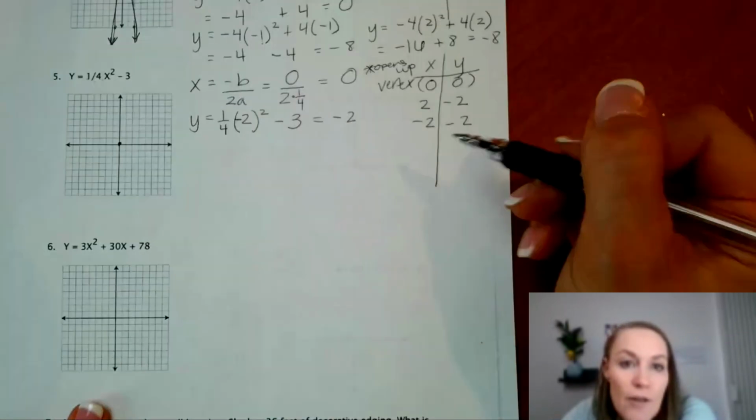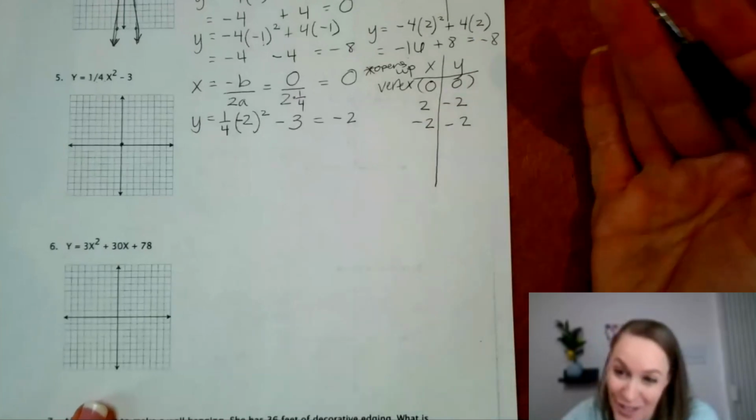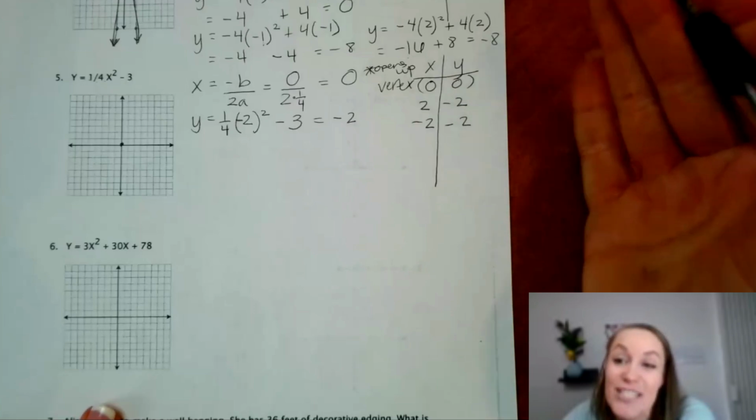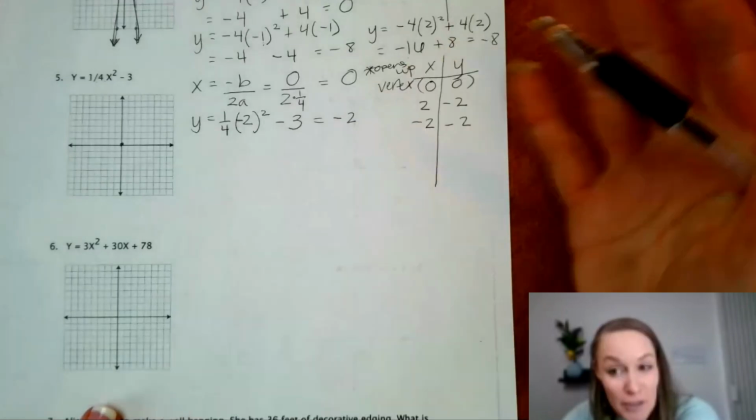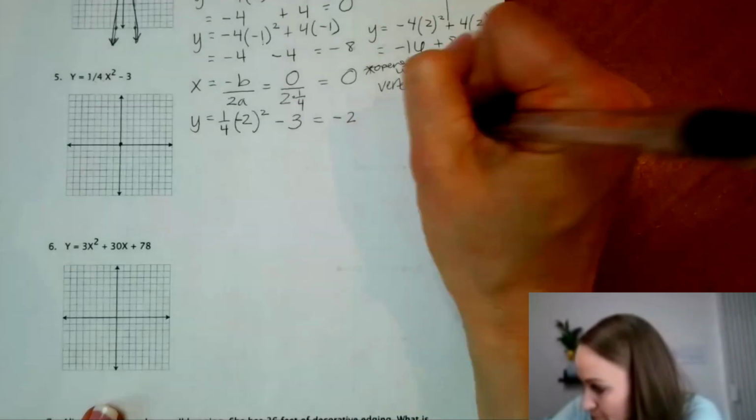Okay, so now let's plug in 4. I know I don't want to plug in 3 because 3 squared is 9, which is not divisible by 4. It's going to give me a fraction and a messy number. So let's plug in 4 and negative 4.